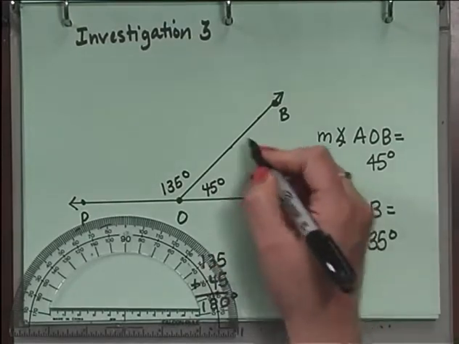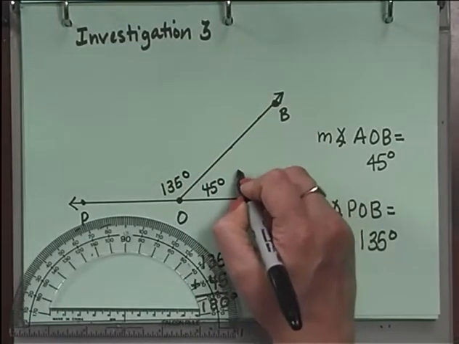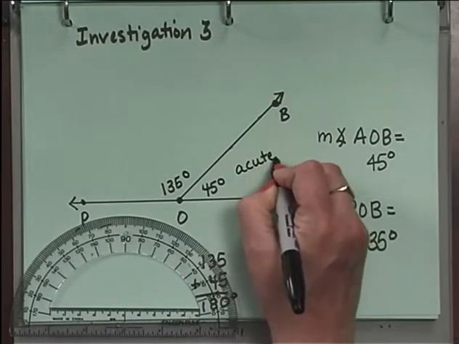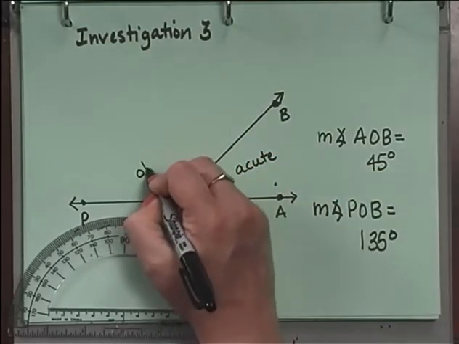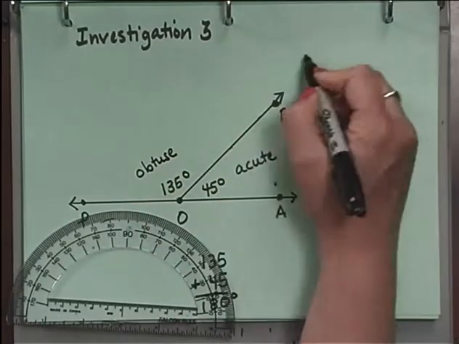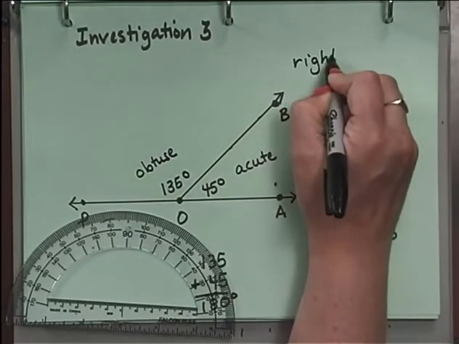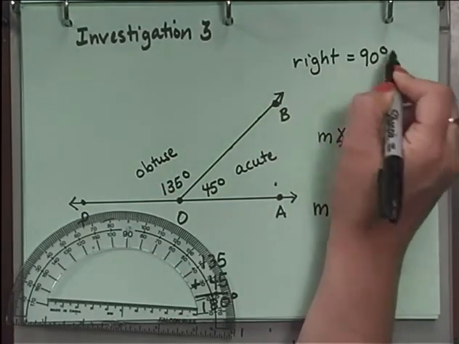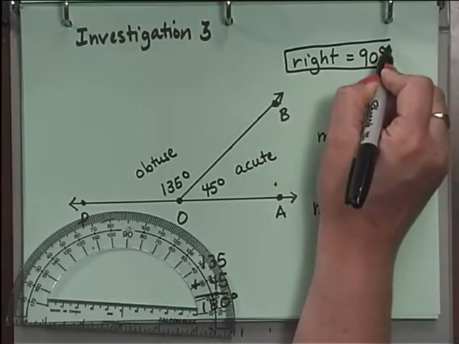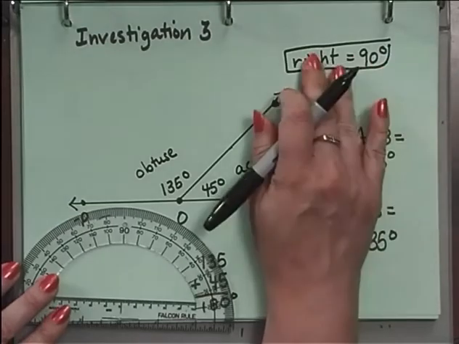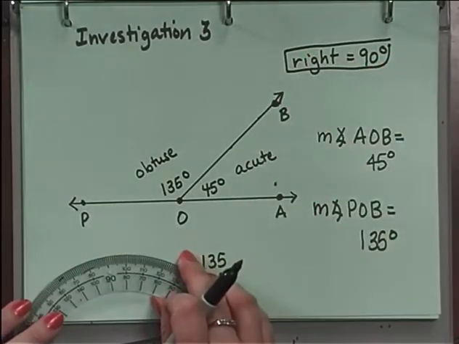Now, this angle is less than 90 degrees. That means that it is an acute angle. This angle is more than 90 degrees. That means it's obtuse. A right angle is going to be equal to 90 degrees. So remember that that box that we were talking about in right angles, that means 90 degrees.